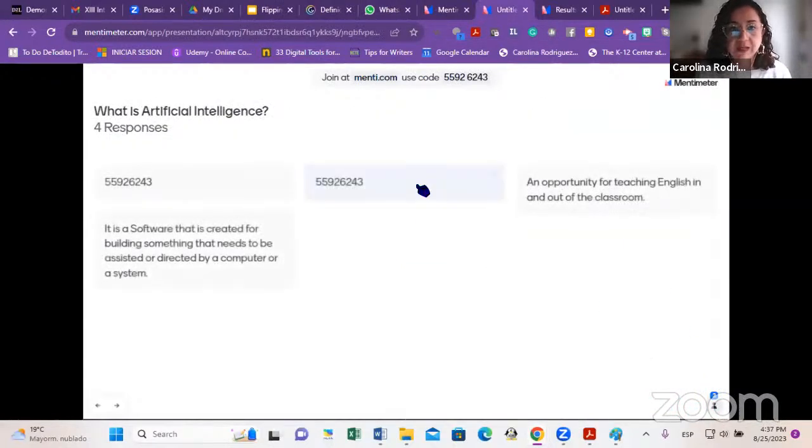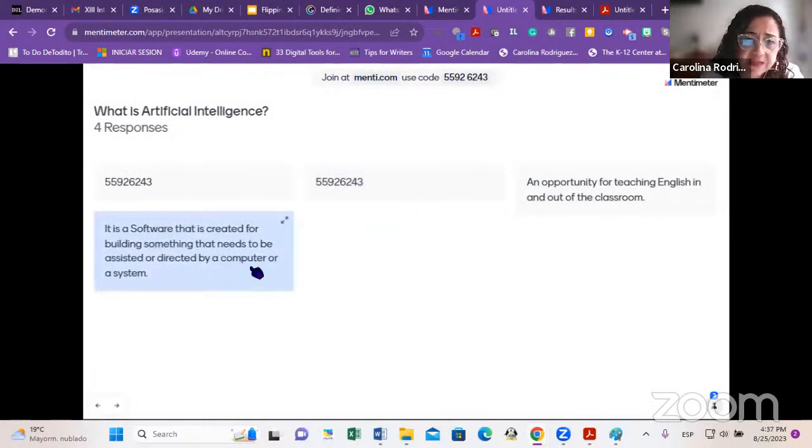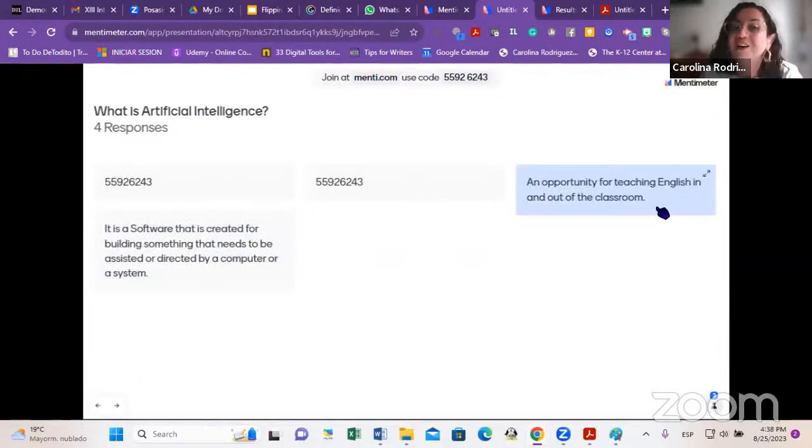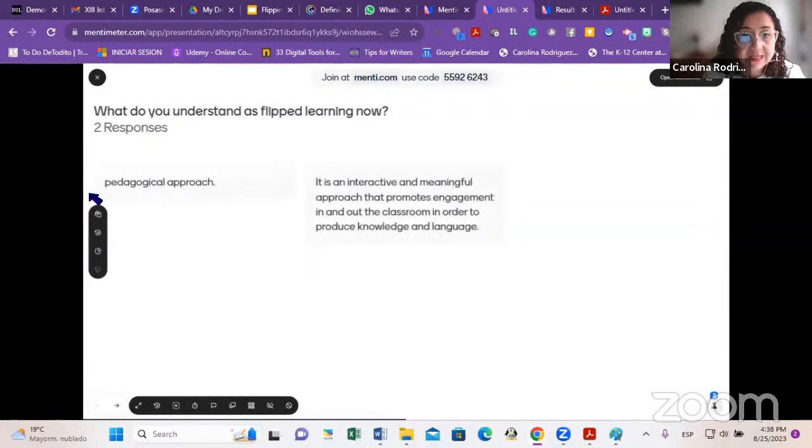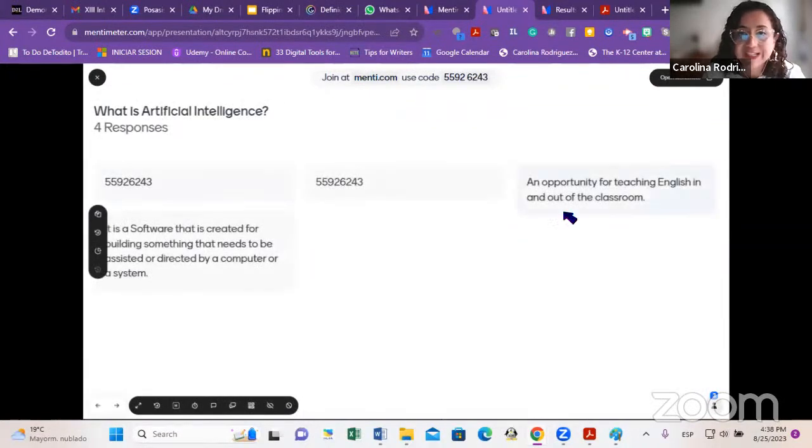Okay, there we go. Oh, we have some answers already. It is a software that is created for building something that needs to be assisted or directed by a computer or a system. And we have an opportunity for teaching English in and out of the classroom. Okay, that's a great way to put it. I think those were the two responses that we had in the other side, I guess. Let me see. Yeah, so we just have two people participating, I guess. So I'm going to move on.